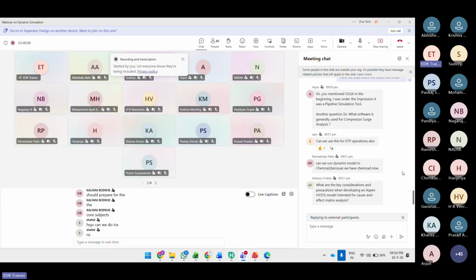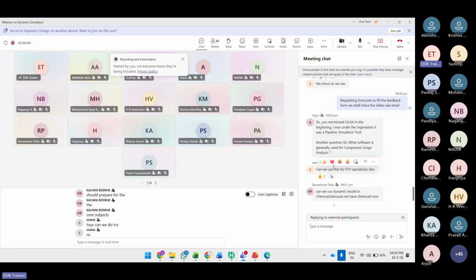Can we run dynamic model in CameCAD because we have CameCAD now? Okay, CameCAD I have never used earlier. I don't know because I think CameCAD is mostly, as per my understanding or knowledge, mainly developed for the chemical processes, and it is mostly for the steady state simulation. I'm not aware of the dynamic model whether we can do that in CameCAD.